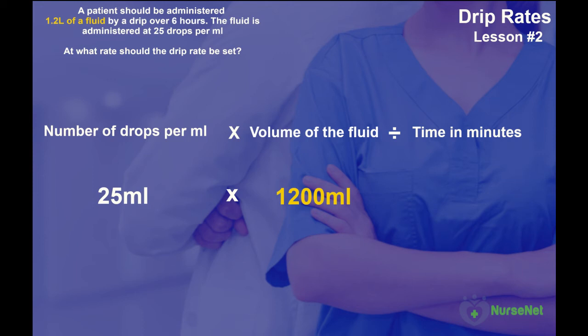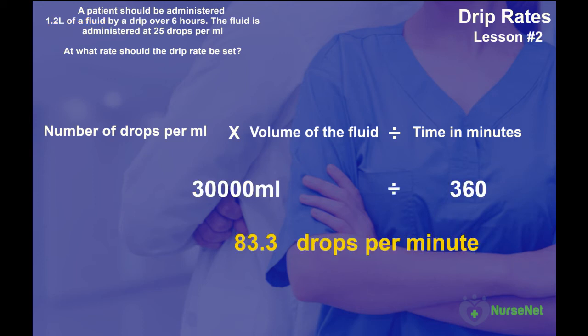Number of drops per milliliter equals 25, multiplied by the volume of the fluid, which is 1200 milliliters. That gives us 30,000 milliliters. Now divide that by the time in minutes, which is 360, gives us an answer of 83.3 drops per minute. But if we round this down to the nearest whole number, our answer is 83 drops per minute.